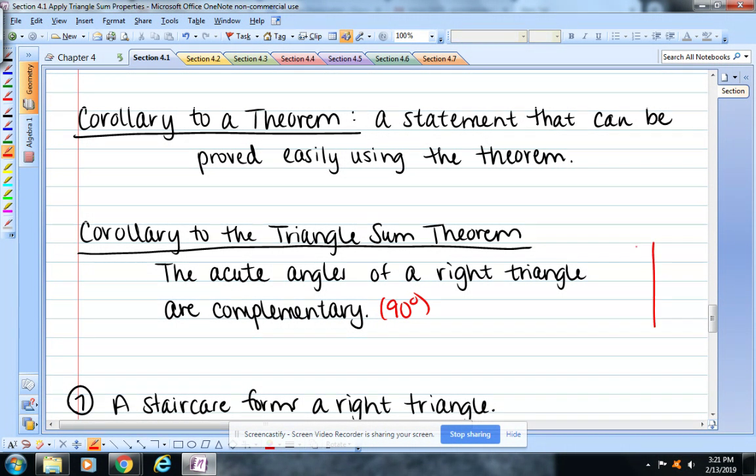So let's just say that's true. We have a right triangle here. There's my 90-degree angle. This one and this one are my acute ones. So obviously, if all three angles have to add to make 180, and this one's already 90, then that means this one plus this one will have to add to make 90 as well. So that's where that corollary comes from, based off of the triangle sum theorem.